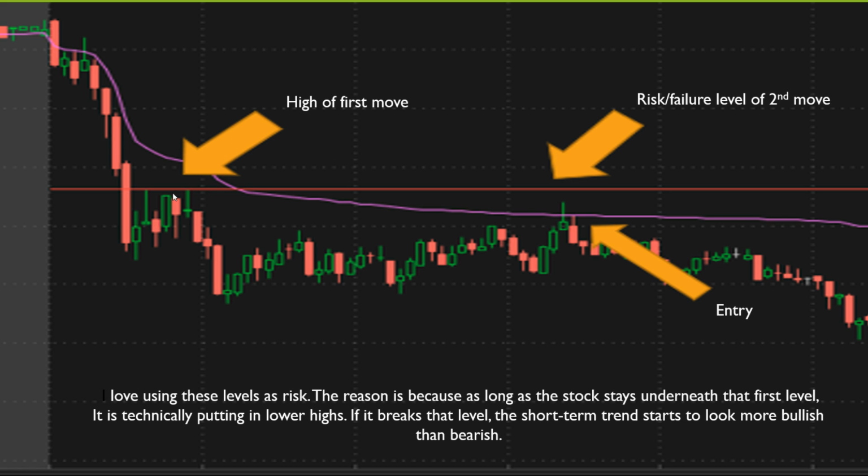If you're trading a VWAP fade, a lot of times there's already going to be one prior in the day. And so here's an example of that. Not even necessarily a fade, just a bounce already previously in the day. And so what I usually like to do is use the high of that first move right here as my risk level on the second move.